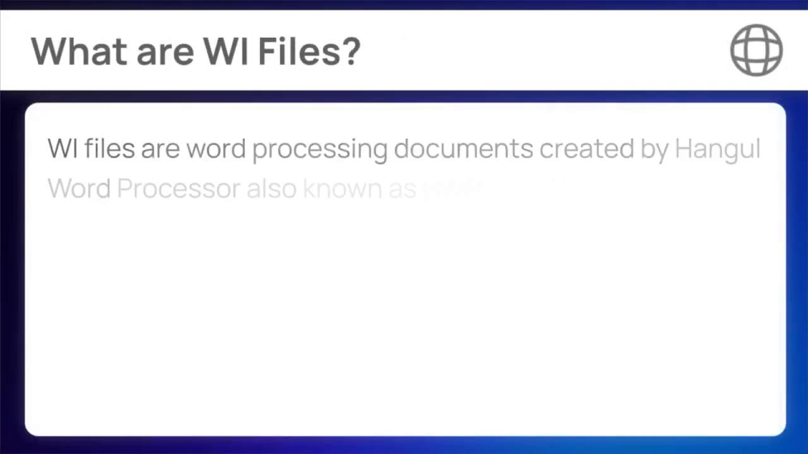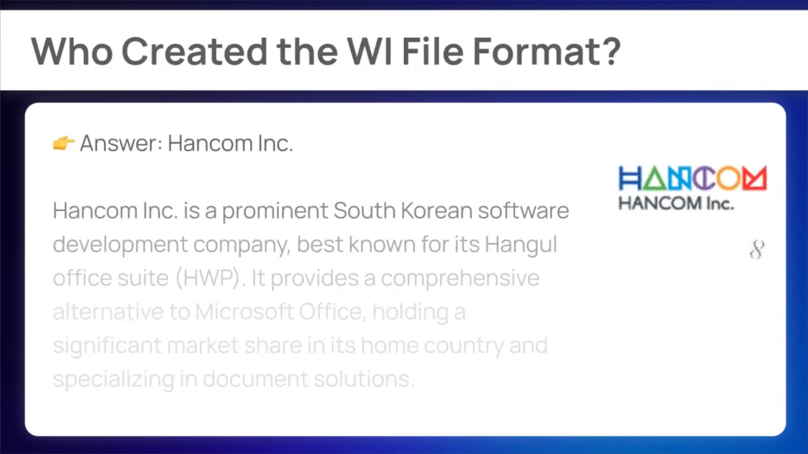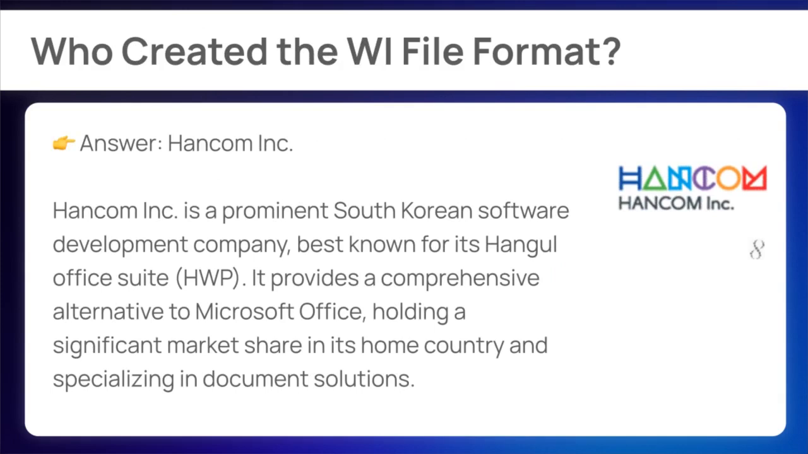WI files are word processing documents created by Hangul Word Processor, also known as HWP from Hancom Inc., the dominant document creation application in South Korea. They contain formatted text with full Korean Hangul typography, support embedded images, tables, charts, and complex document layout structures.